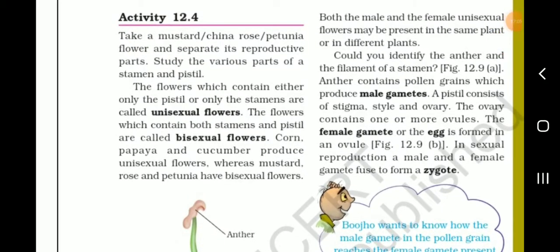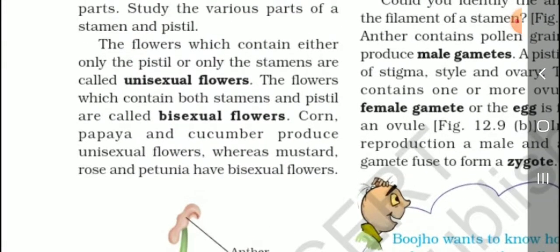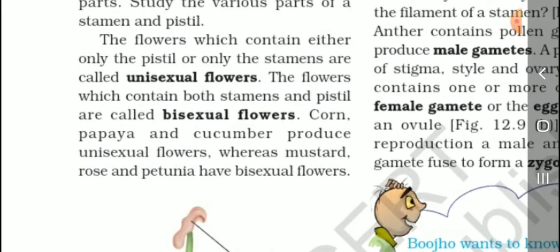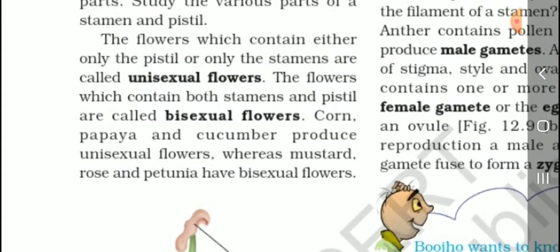Next, students, activity. The flowers which contain either only the pistil or only the stamens are called unisexual flowers. Note the point, students. Stamens and pistils present in the same flower is not unisexual. Are you clear? Okay, next, bisexual flowers. The flowers which contain both the stamens and pistil are called bisexual flowers. So, unisexual flowers, bisexual flowers.